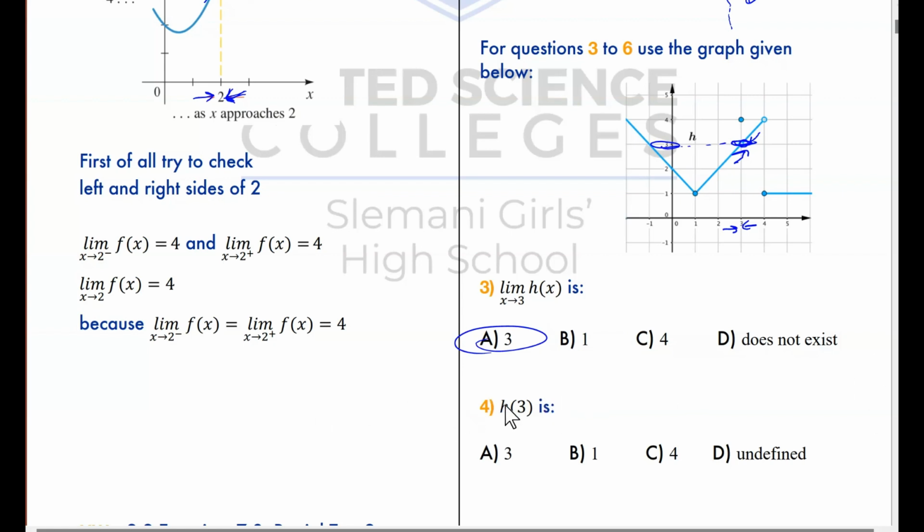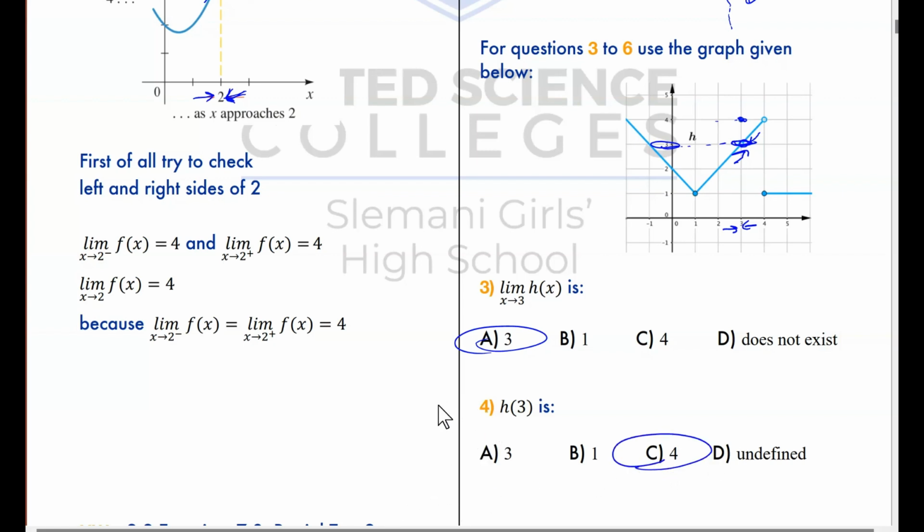Another question, what is h of 3? This time it's asking about the value of the function at that point. It's not asking about the behavior of the function, it's asking about the value of the function at that point. Which means we will be searching for a filled point. Alright, so what is the filled point at 3? At 3, when I go up, there is an empty point. I can't use an empty point. The function is undefined at empty points. We should go up a little bit more to hit the filled point whose y value is equal to 4. So h of 3 is equal to 4.